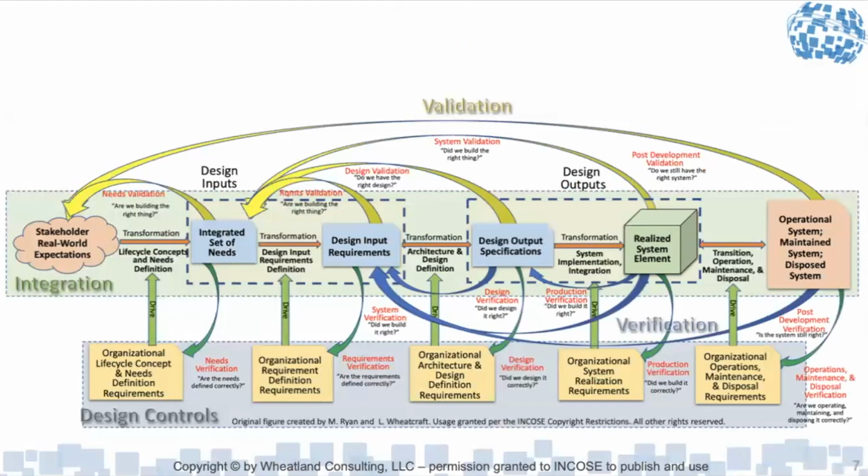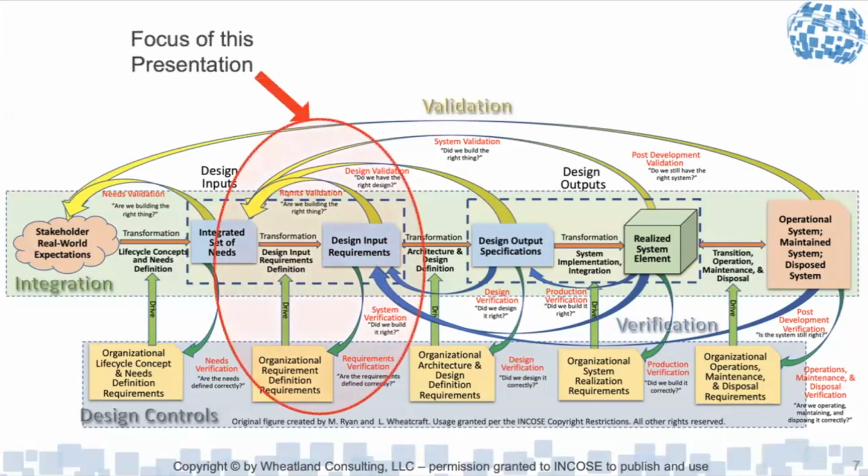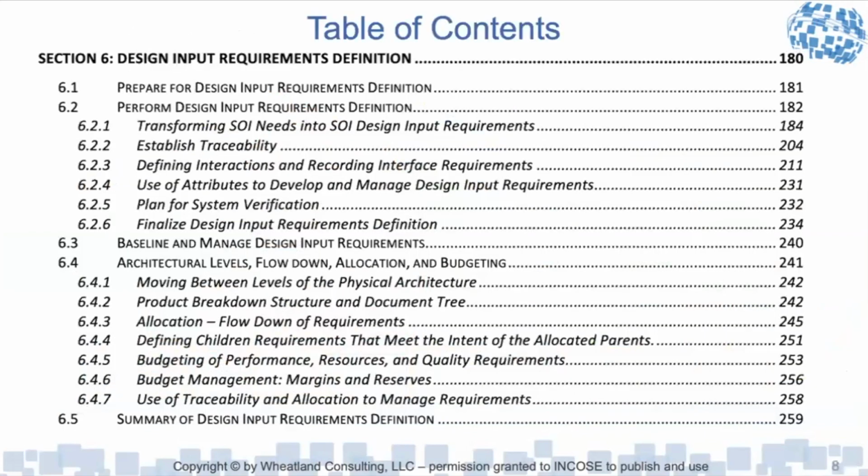One of the big things that we talk about is that validation and verification are continuous activities across the life cycle. This is one of the charts that's been very popular. I've heard some people printing this out as a poster and putting it on the walls in their organization to make sure that people understand the differences in what we talk about with verification and validation. But the focus of this presentation, again, is on going from the integrated set of needs into sets of design input requirements. Section 6 has a bunch of different topics that it covers.